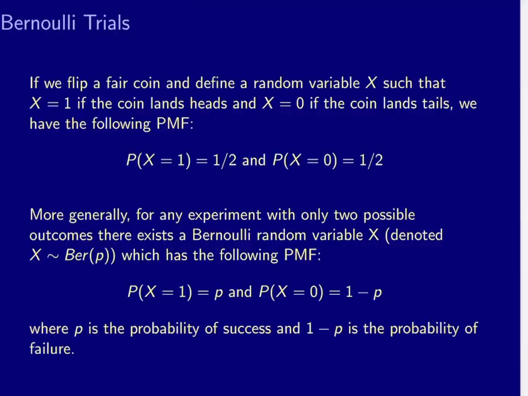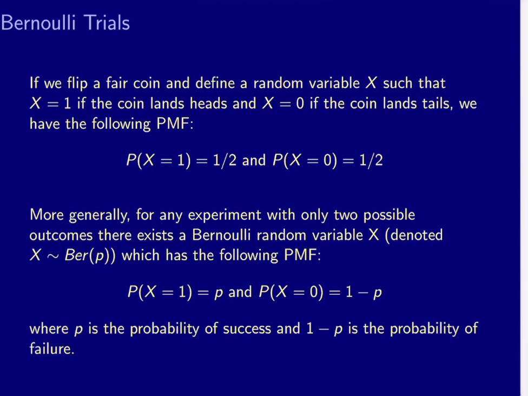Today we'll just be talking about Bernoulli trials and the binomial distribution. If we flip a fair coin and define a random variable x such that x takes on 1 if the coin lands on heads and x takes on 0 if the coin lands on tails, we have the following probability mass function, where the probability of x equaling 1 is 1/2 and the probability of x equaling 0 is 1/2. Right, so that example right there was just a Bernoulli trial.